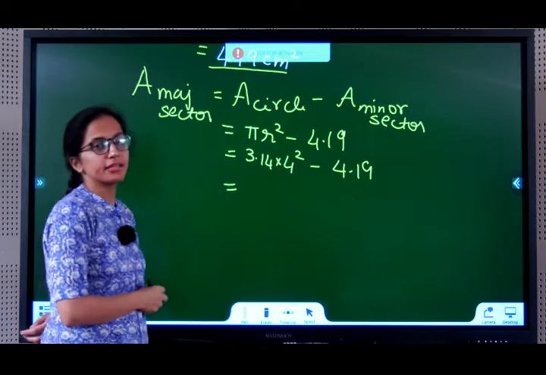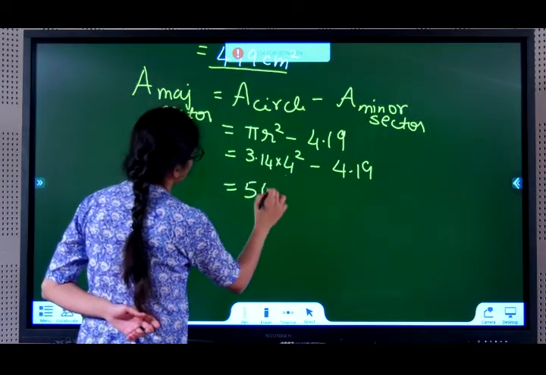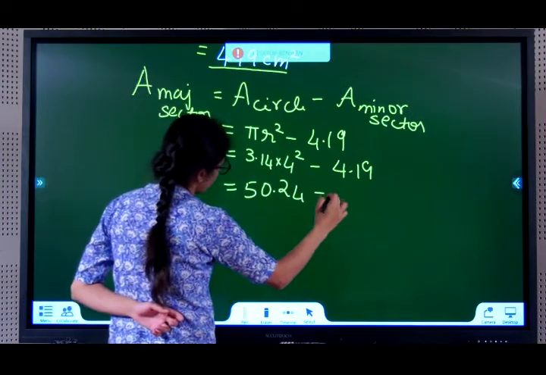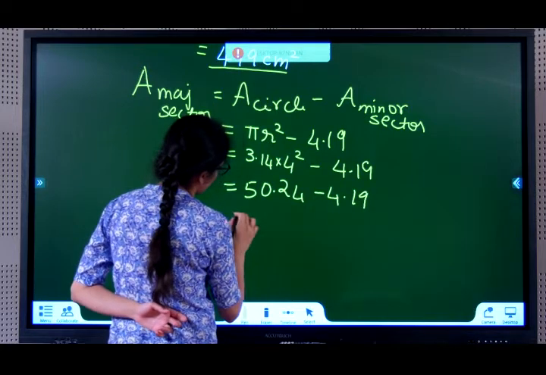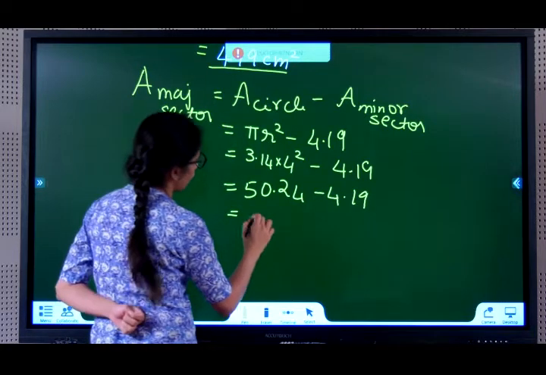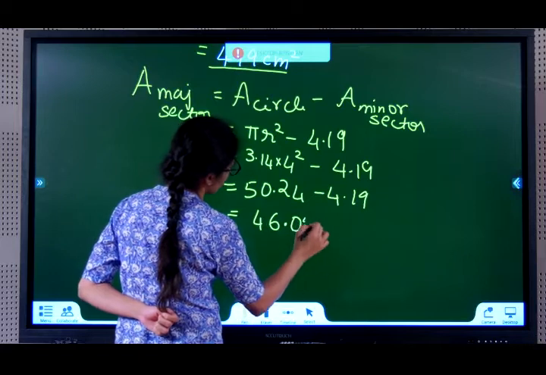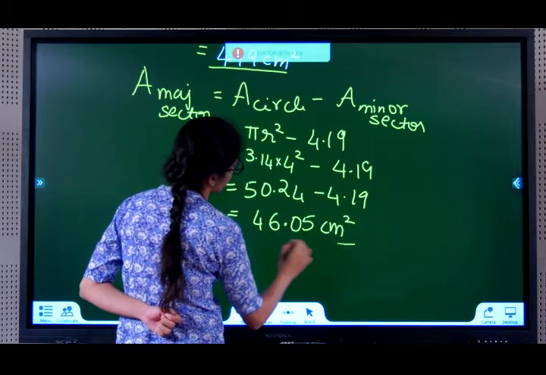3.14 into 4 square is 50.24 minus 4.19. On solving this, we get 46.05 centimeter square.